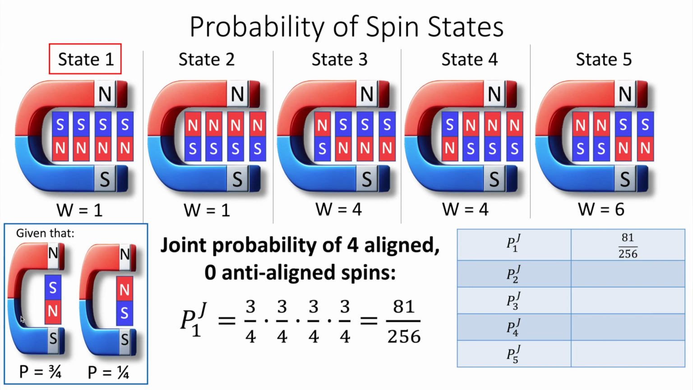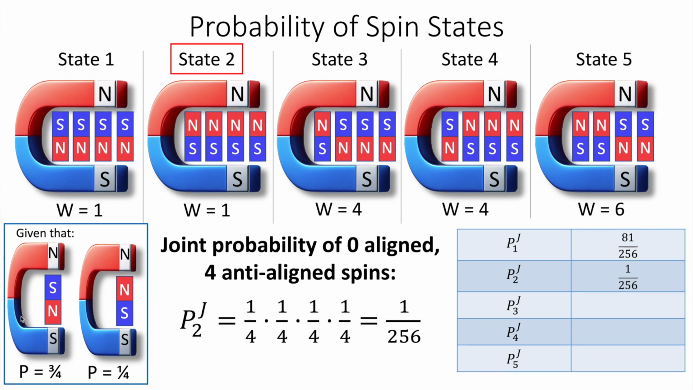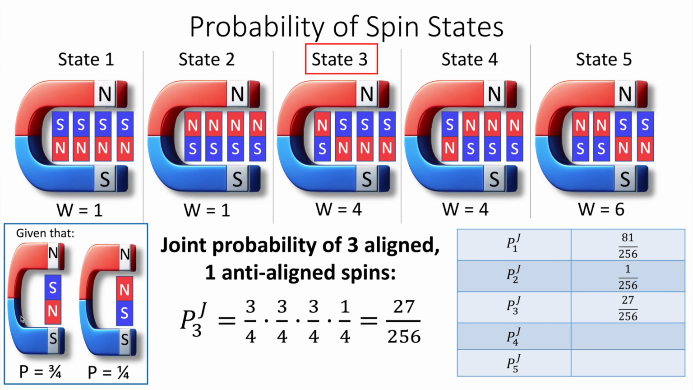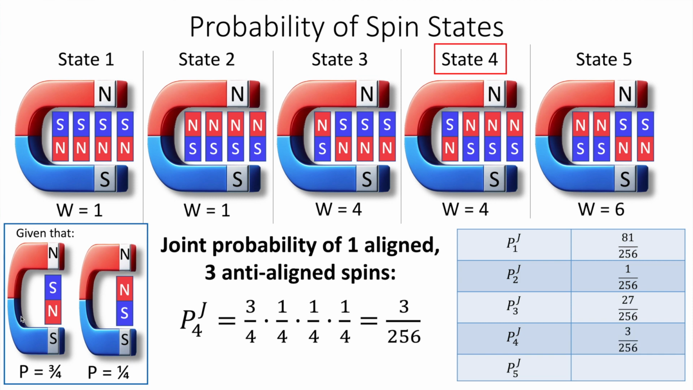Let's calculate the other four now. State 2, where all of the spins are fighting the external field. We might think, all right, this one's probably not a super likely one, and our intuition would be correct. In fact, 1/4 times 1/4 times 1/4 times 1/4, we get 1 out of 256. So this is obviously a much smaller joint probability. Then the joint probability of 3 aligned, 1 anti-aligned works out to 27 out of 256. Now looking at 3 anti-aligned and 1 aligned, we get 3 out of 256, so again a pretty small one.